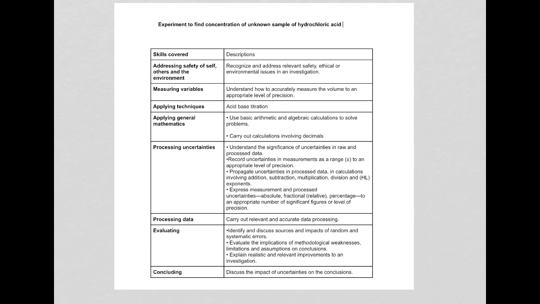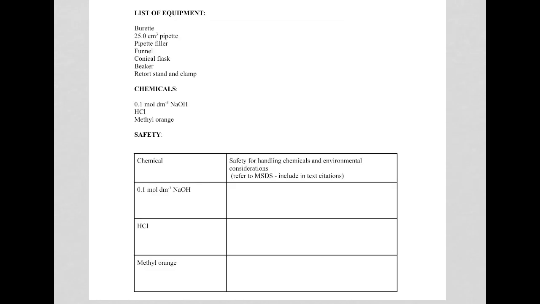So these are all the skills that you're supposed to be covering in this practical. You can go through it and these are all relevant to your IA. Here you have the list of equipment that you have used and the list of chemicals. You're going to include the safety involved when you're using each of these chemicals.